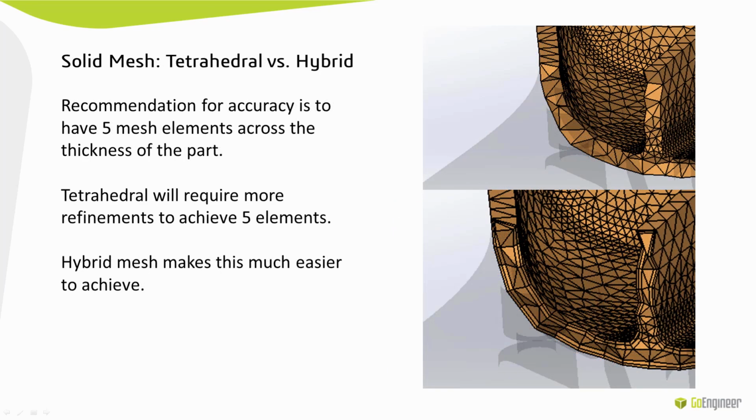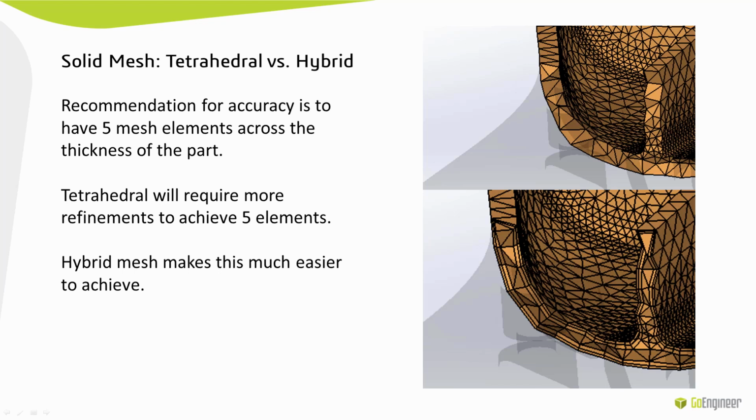So when I do a solid mesh, I'll use a hybrid, but there's also the tetrahedral mesh as well. So tetrahedral is putting pyramids of elements within the mesh on your model. And if we look at the 2 images that I have here, the top one is a tetrahedral mesh. And a best practice in the simulation is to have 5 mesh elements across the thickness of the part.